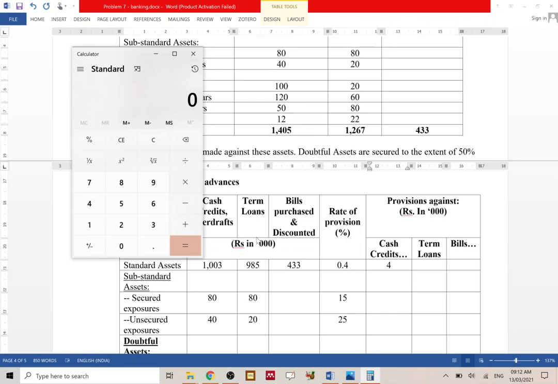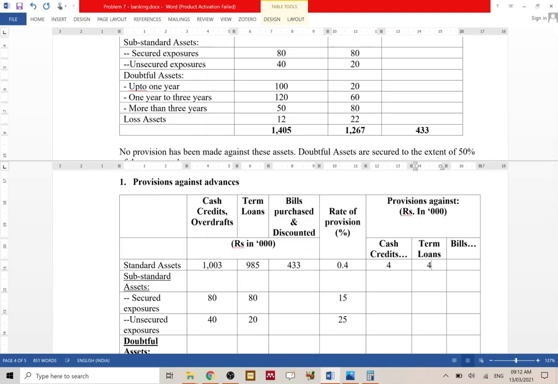Look at the column of term loans, 985. So 985 multiplied by 0.4 divided by 100 is 3.94. Again, round it up to the nearest decimal and make this also 4. So these are provisions. They are always going to be in some percentages because all these amounts are in thousands.